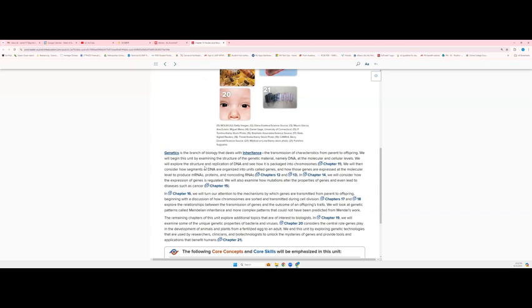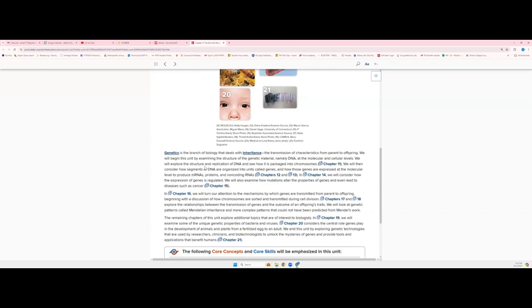How those genes are expressed at the molecular level to produce mRNA, protein, and non-coding RNA, right? And then we're going to talk about how gene expression is regulated. And we can talk about how mutation will change the property of genes and lead to diseases such as cancer, right?